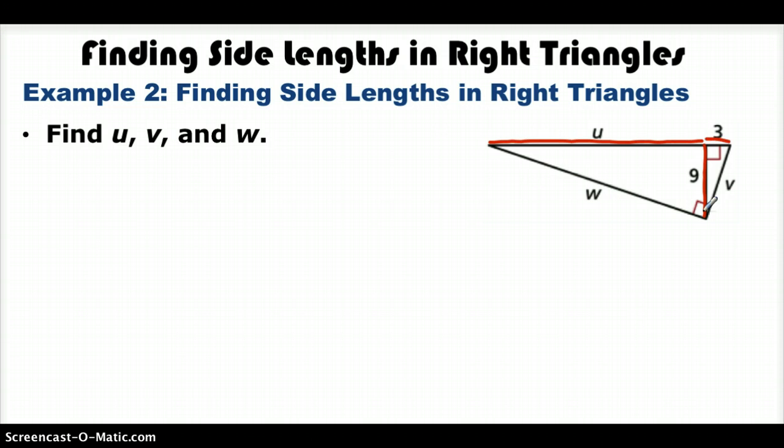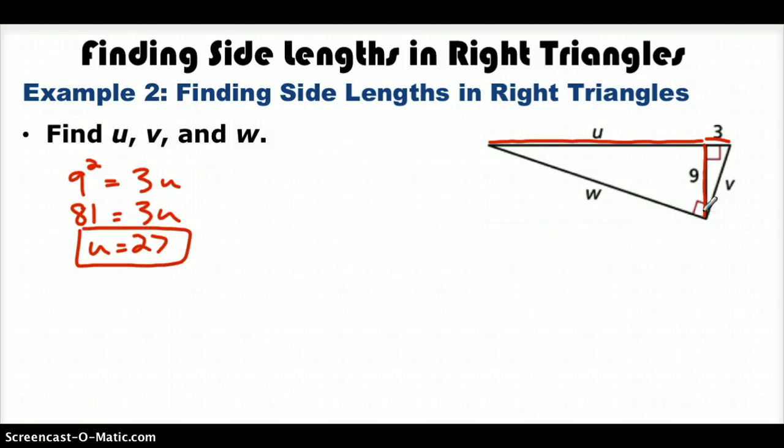Basically this means that 9 squared, where 9 is the length of the altitude, is going to be equal to 3 times u, so 3u. We know that 9 squared is 81, so 81 equals 3u, and if we divide both sides by 3, we find that u equals 27. So we know that u is 27.